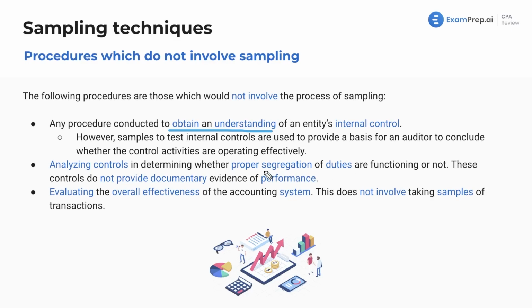Right? Again, we could use sampling to determine which departments or which segments we're going to test. But once we actually decide we're going to test this department for segregation of duties, we're not going to use sampling. Lastly, we're not going to use sampling when evaluating the overall effectiveness of the accounting system. This does not involve taking samples of transactions. These are pulled from questions you may see. So they seem random. You're like, why are you bringing this up? That's why. I'm only bringing things up that are relevant.